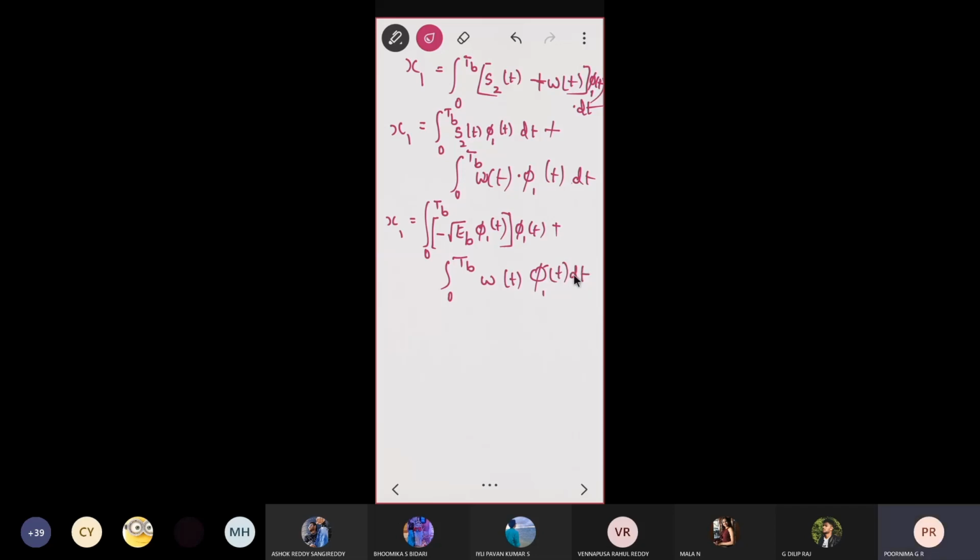Now if x1 is further simplified, can you tell me what is your x1 after simplification?